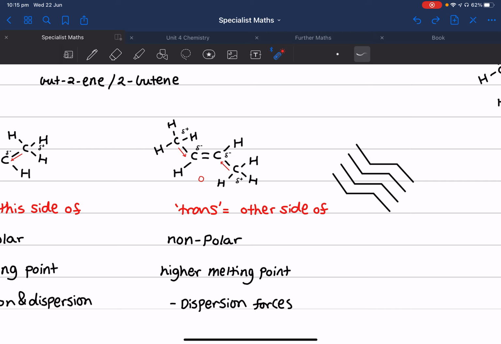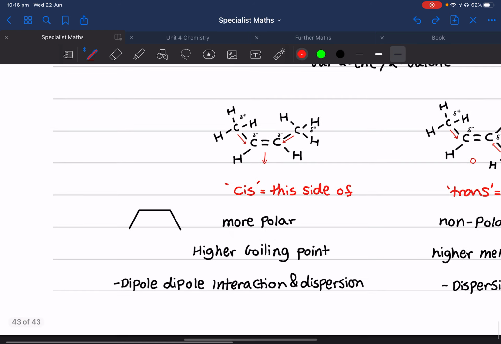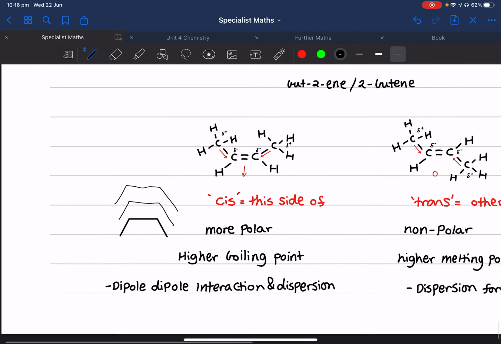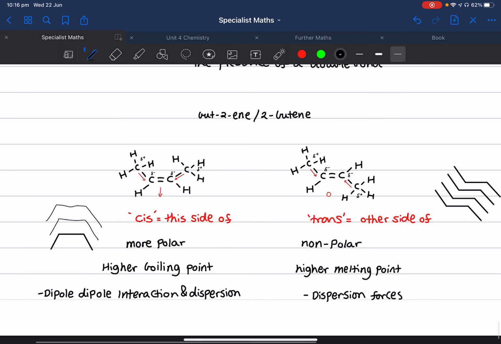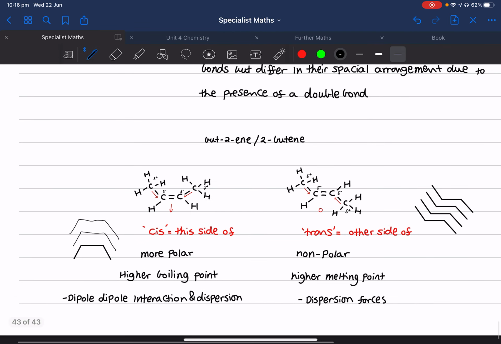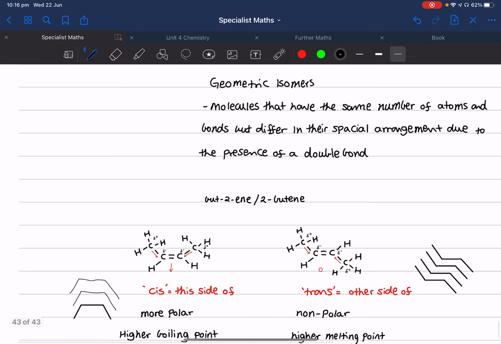For example, here you can see that I've stacked these molecules together, and you can see these tend to fit a bit more compactly than, say, these molecules which don't fit as compactly. So, in a nutshell, that's basically just an introductory lesson on geometric isomers.